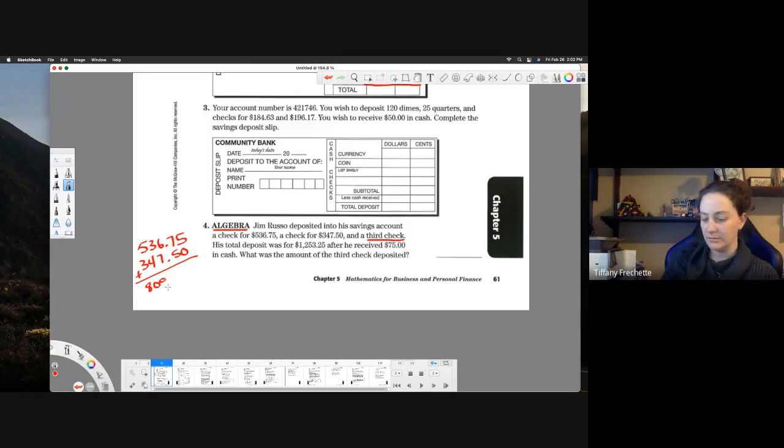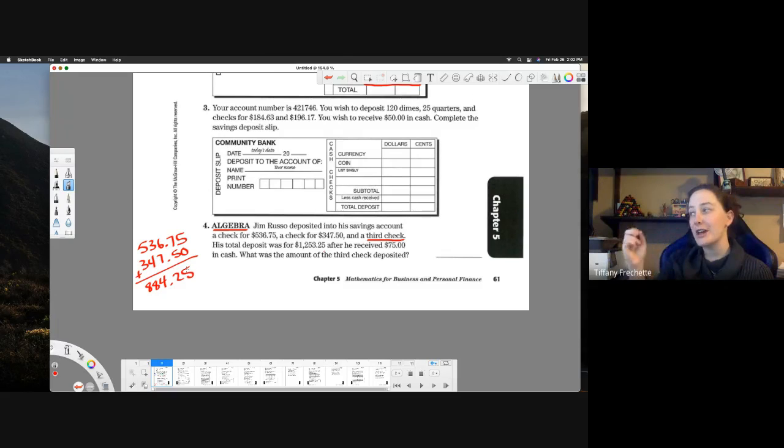Hold on. I'm going to make sure my math is correct here on my paper. 536.75 plus 347.50. Yeah, that wasn't correct. Okay. 884.25. So there we go. So we have $884.25 in checks we already know about.